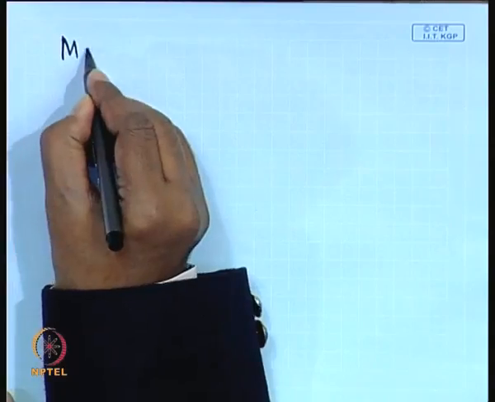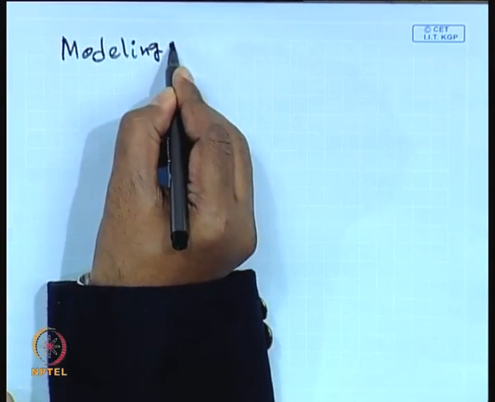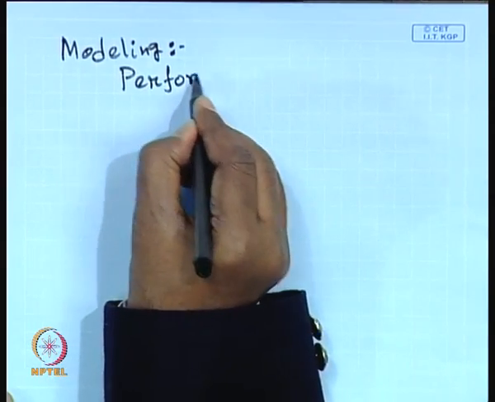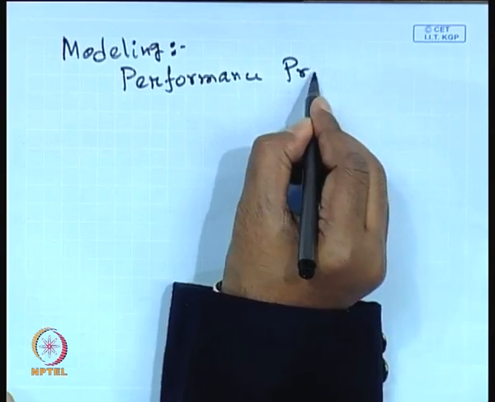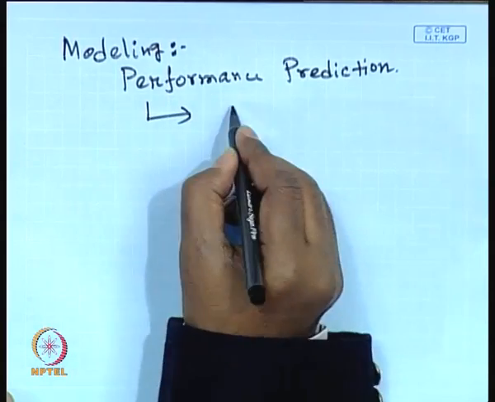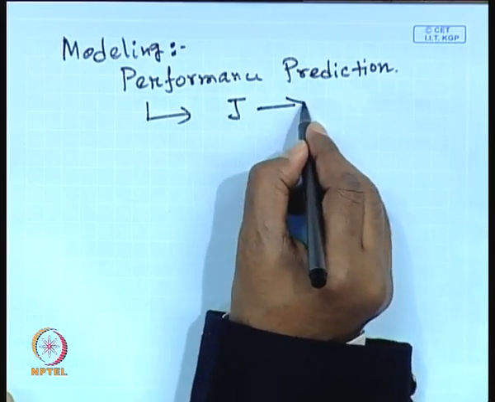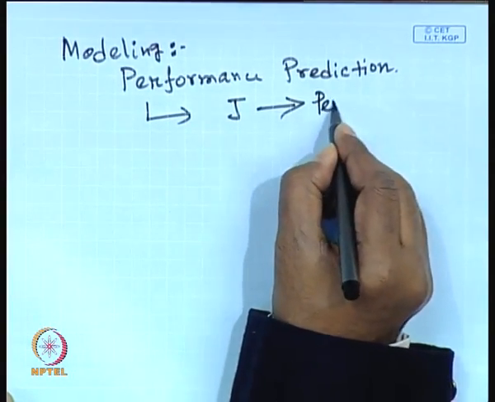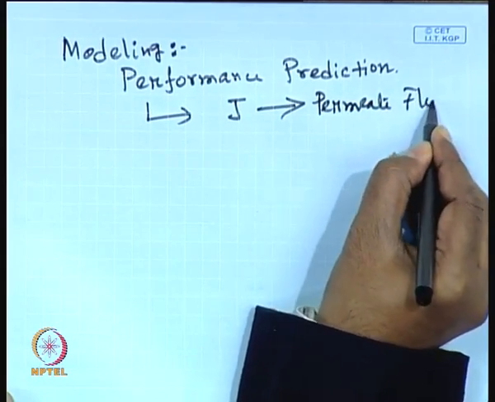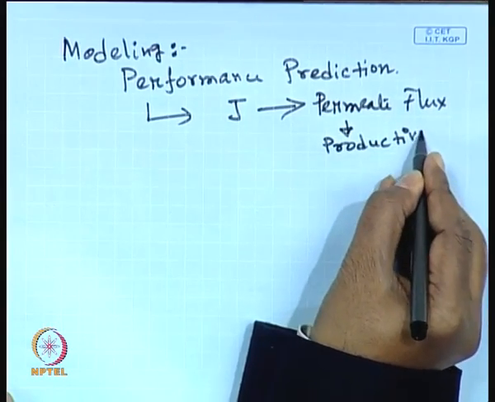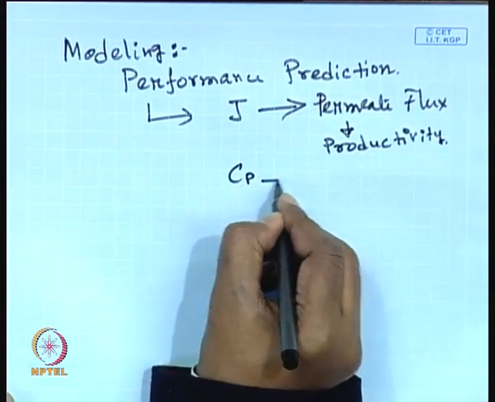Now, let us look into the modeling aspects. In fact, we have derived the simplest model earlier. Modeling means prediction of system performance. What is performance prediction? Given the operating condition, geometry etc., you should know the value of permeate flux. What is permeate flux? This is nothing but the productivity of the process, and also the permeate concentration.